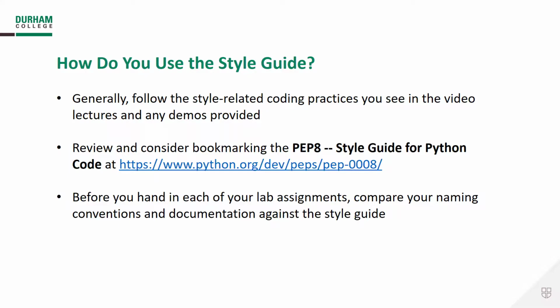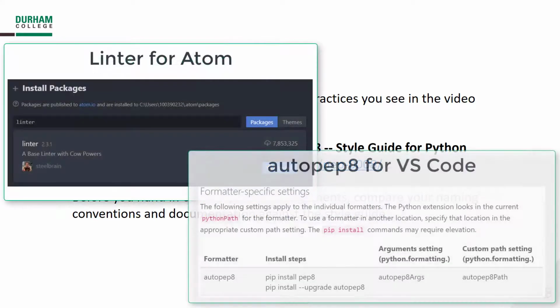I can also tell you, for Atom and for Visual Studio Code, there are packages available that are designed to auto-check your style. Auto PEP8 is one of them. So you may want to look those up and you may want to look into implementing them.